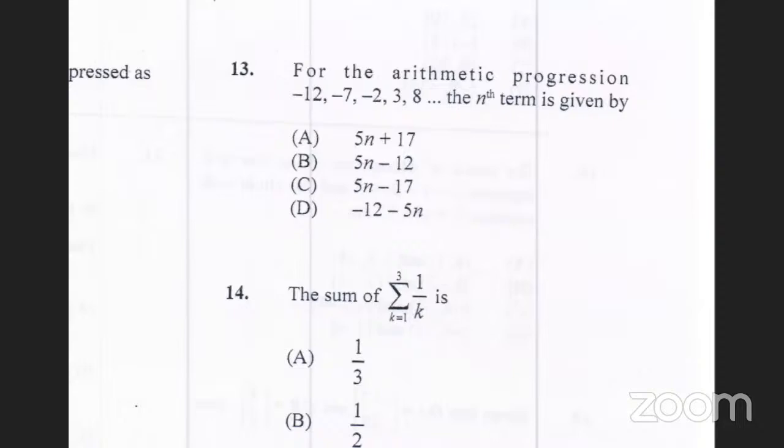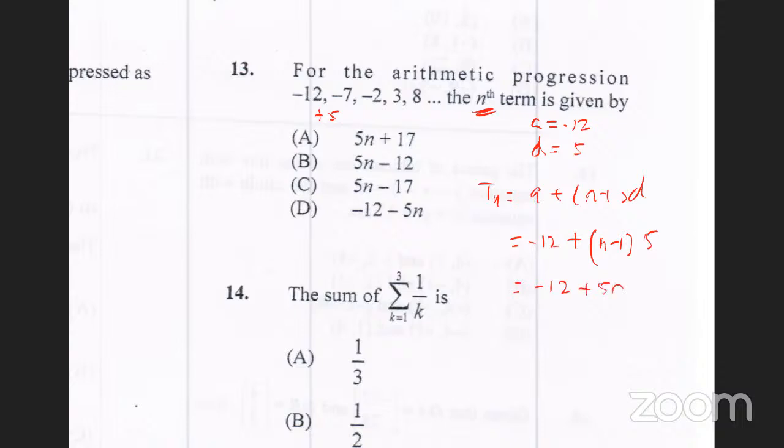For the arithmetic progression, the nth term is what? So identify whether it's an AP or GP. You recognize that they keep adding 5 each time, so the first term is minus 12 and d is 5. So you're using the nth term, which is a plus n minus 1 d. So a is minus 12 plus n minus 1, and d is 5. So that's minus 12 plus 5n minus 5. So that's 5n minus 17.